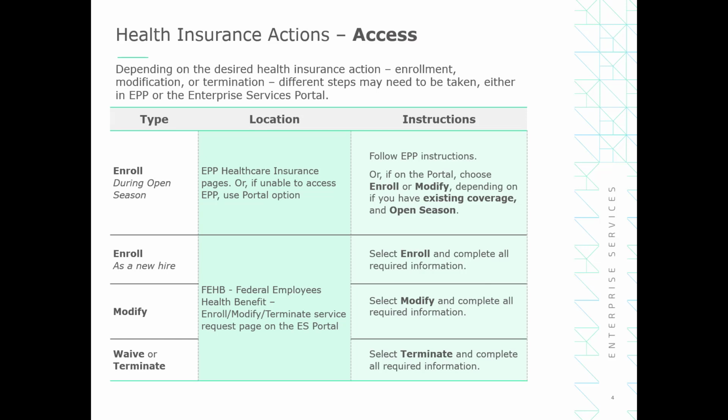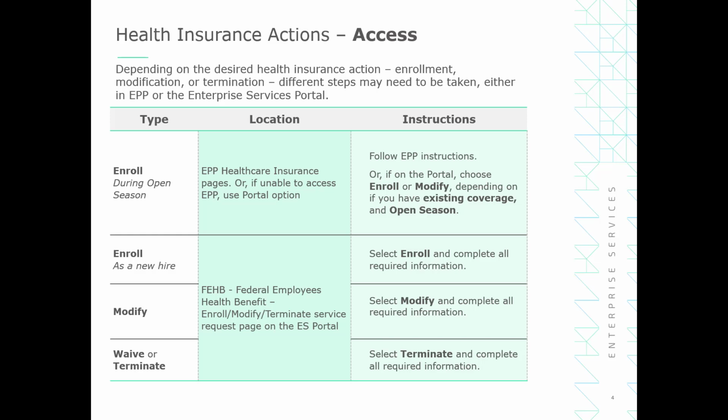The where and how of taking action on your health insurance, either enrolling in, changing, or ending your health insurance, vary based on your situation. If you are enrolling as a new hire, modifying, waiving, or terminating coverage, you can take this action on the Enterprise Services portal using the FEHB Federal Employees Health Benefit Enroll, Modify, Terminate Service Request page. On that page, you can choose the option Enroll, Modify, or Terminate depending on your intention.